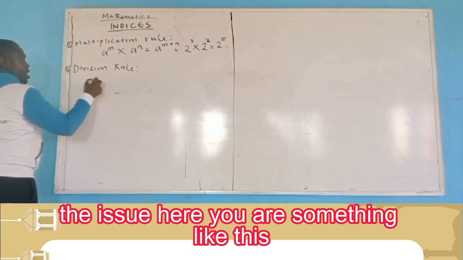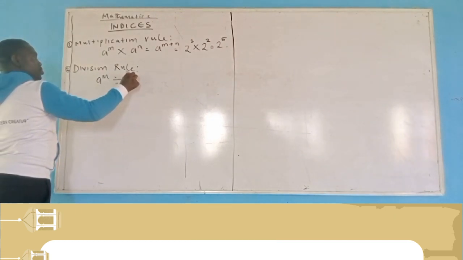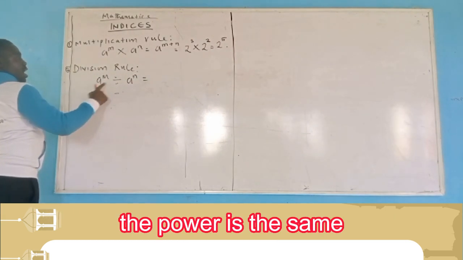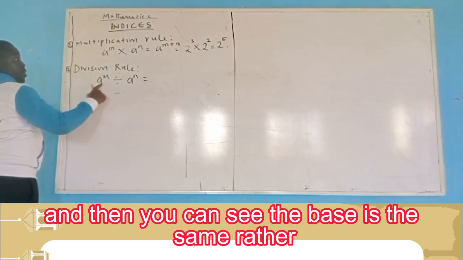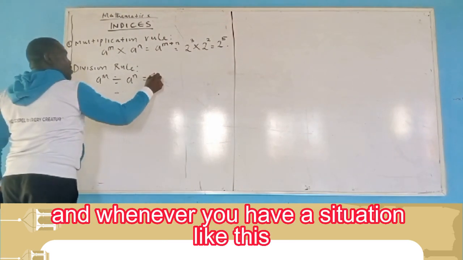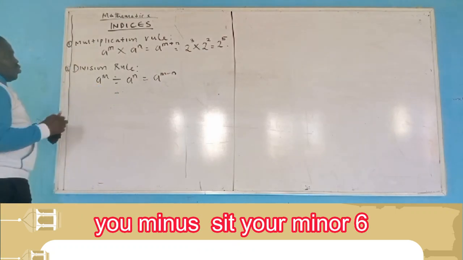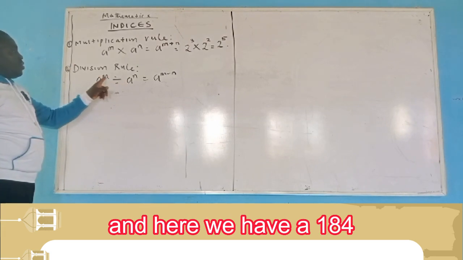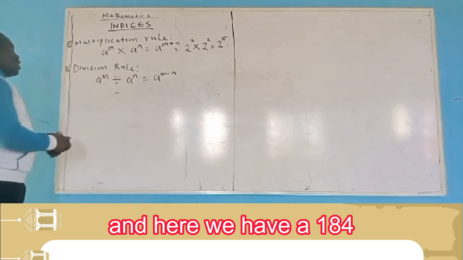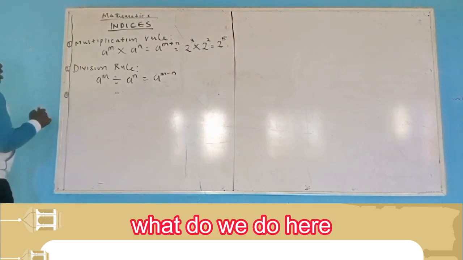Division rule. Here, you have something like this. The base is the same, and whenever you have a situation like this, you subtract the powers. So here we have a, and here we have a. What happened to the power? You subtract it.